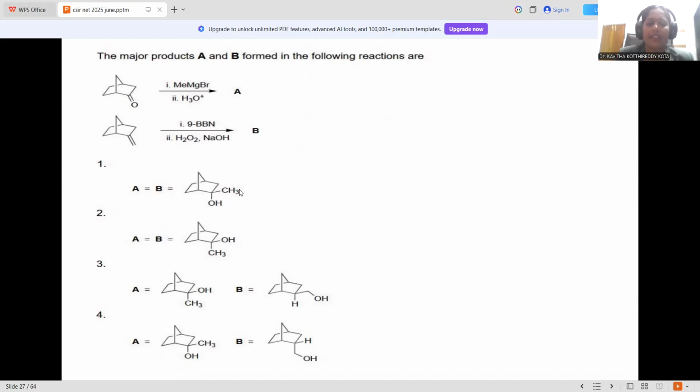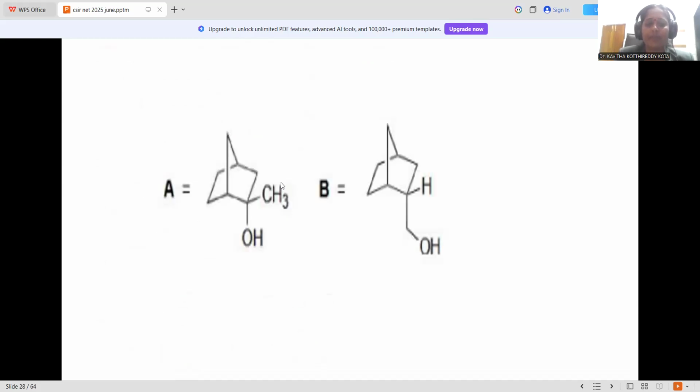Ultimately, A, B is equal to CH3OH may not be correct because we are using different reagents. That's the reason why the same product may not be possible. So that A is equal to B, blindly you can strike off. Option 1, option 2 may not be correct. There is a provision for 3 and 4 only. Let me go with option 3.